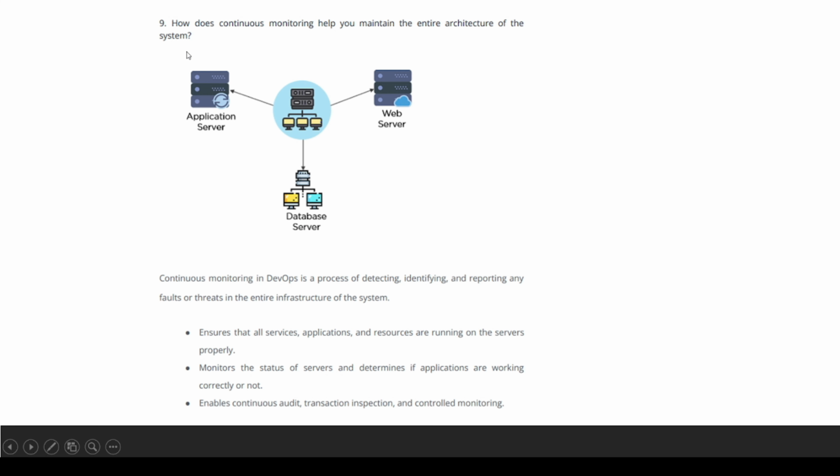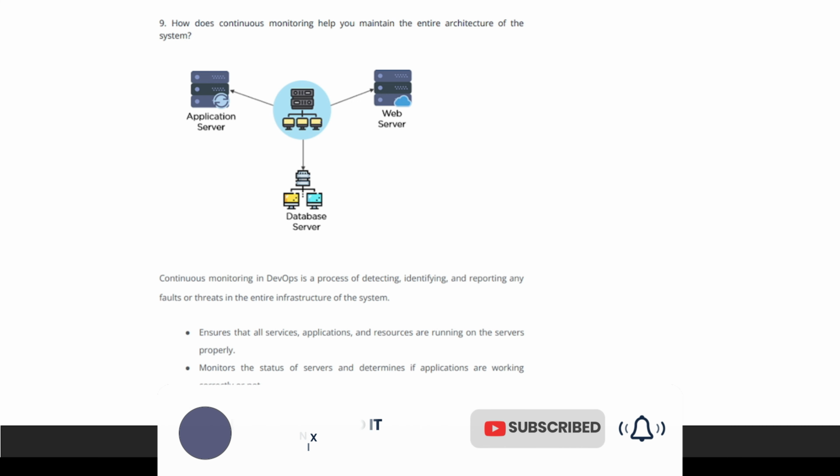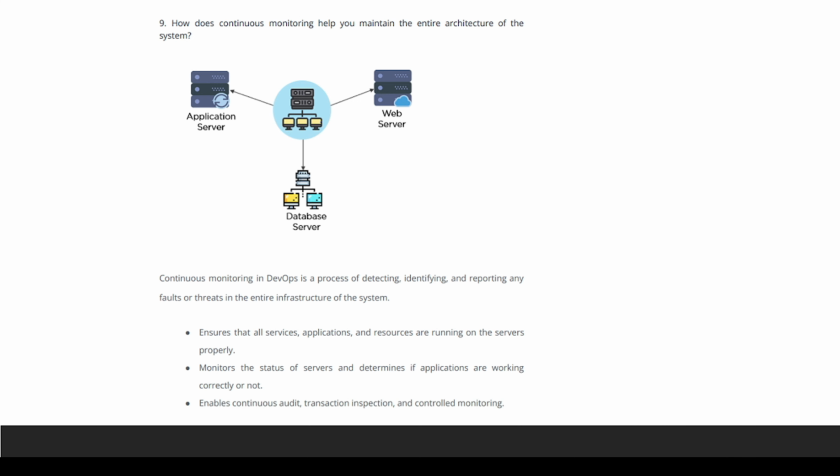And the ninth question is, how does continuous monitoring help you maintain the entire architecture of the system? When you are building the whole system to deliver to the end user, you need to maintain the servers: application server, web server, database server. Those servers should be monitored by DevOps, who process, detect and identify, then report the faults and threats. And those servers ensure all services, applications, and resources are running on the servers properly. Then it will monitor the status of the server and determine if the applications are working properly. And then it enables, which means switches on, the continuous audit and transaction, inspection, and control monitoring of all resources and servers.